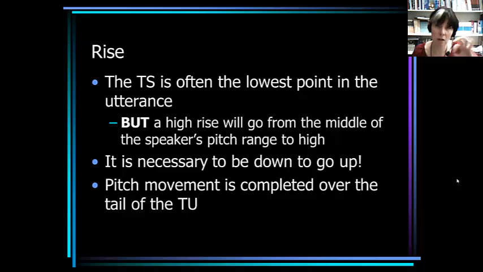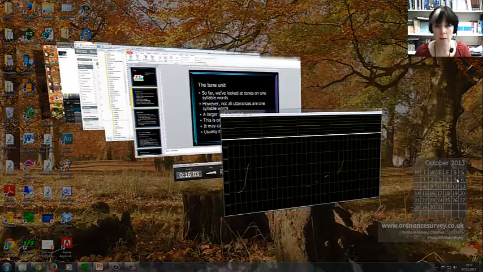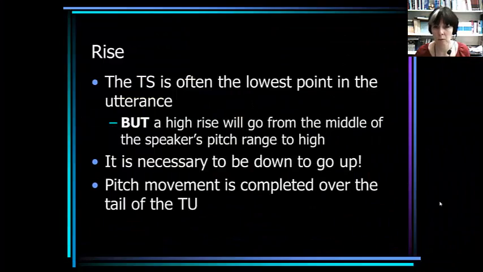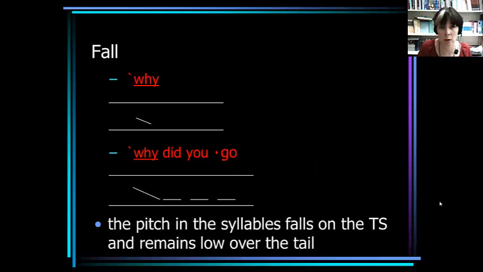So I have to start low and move upwards. And if I have a single syllable word, what, then I'm going to do that over the word. But if I have my tonic syllable at the start of a tail pattern, what did you say? Then the pattern is going to look overall similar, so I'm moving upwards, but I move upwards over the syllables of the tail. So the pitch movement is completed over the tail of the tone unit.